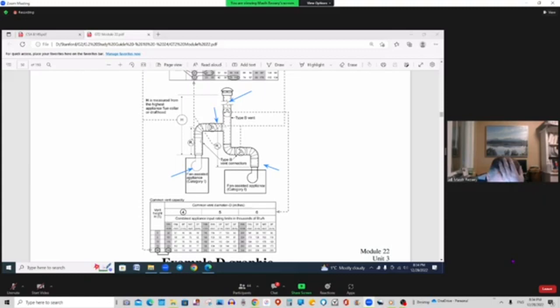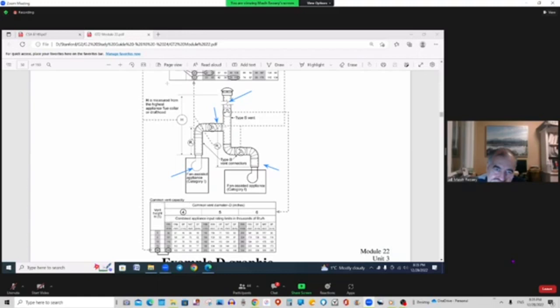Okay? Two or more appliances, B vent, B connector, we go to table C3. On table C3, what are we looking for? Height is the same as previous. Okay? Height is the same. The only change is the riser, R1, and the second one is R2, the riser.